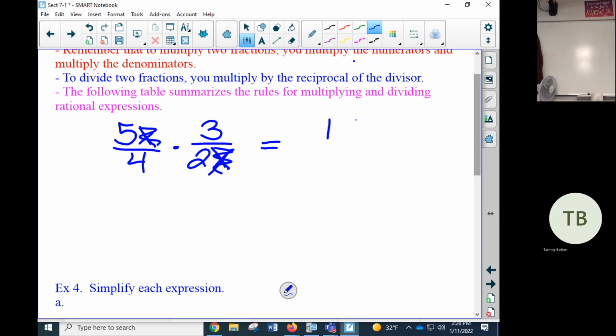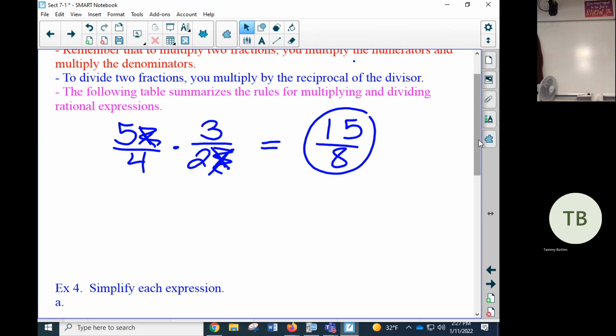5 times 3 is 15. 4 times 2 is 8. Is there a number that goes into both 15 and 8? No. So that would be our answer, okay?